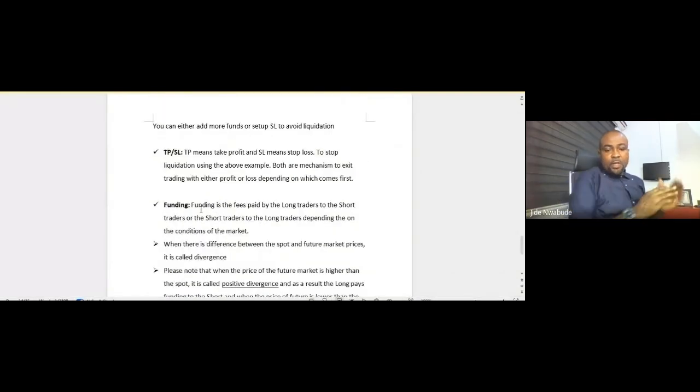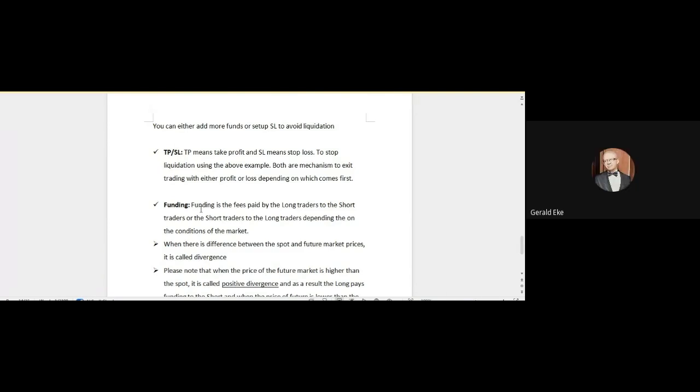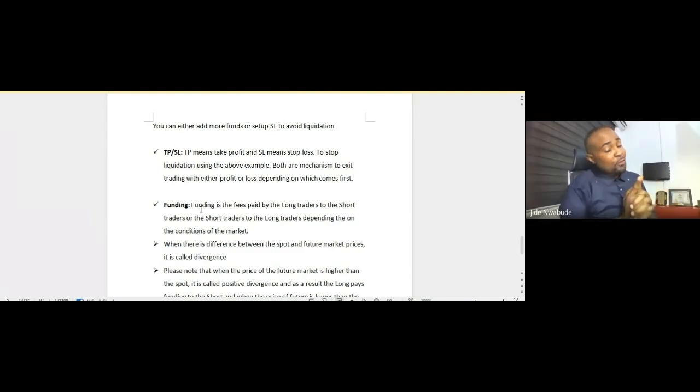So funding is the fee paid by long traders to short traders, or short traders to long traders, depending on the market conditions. Now, what's this?